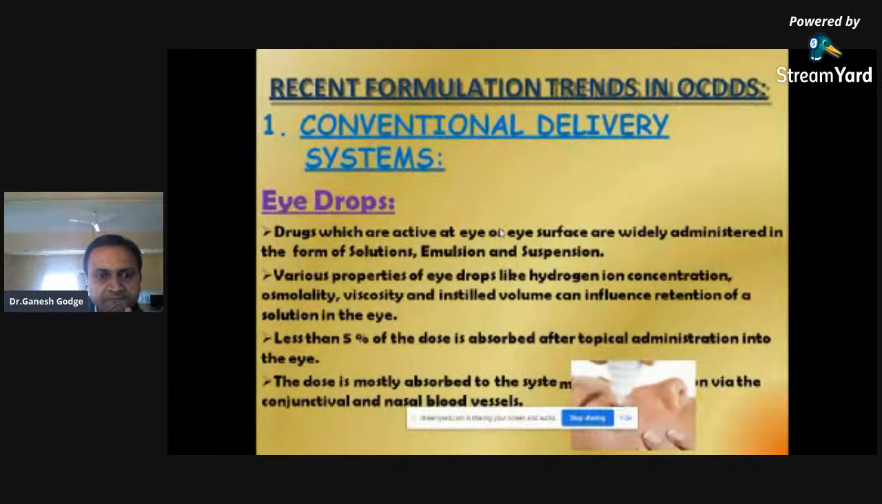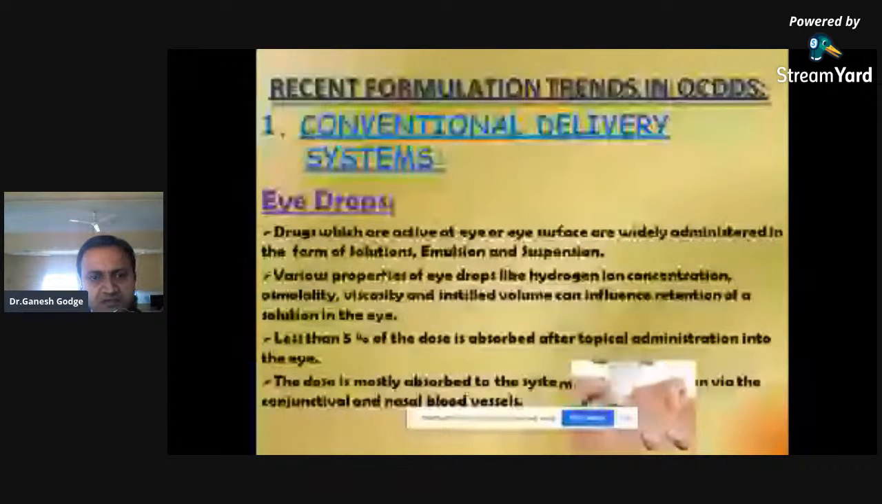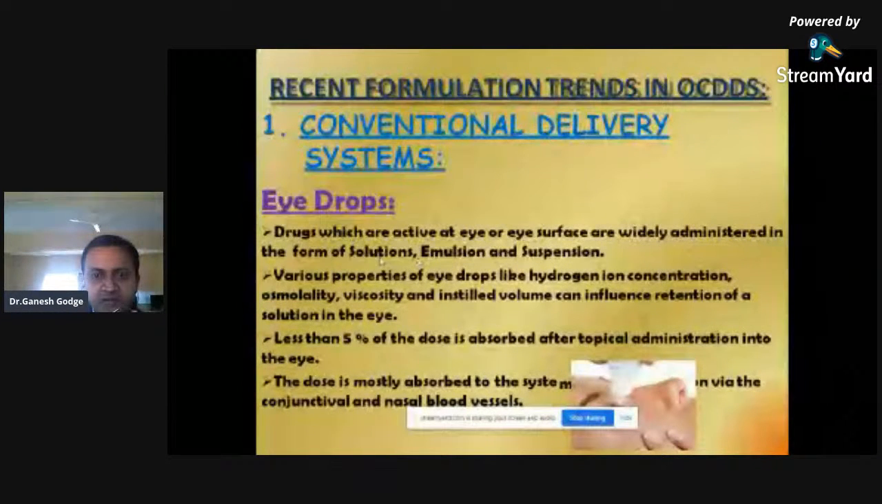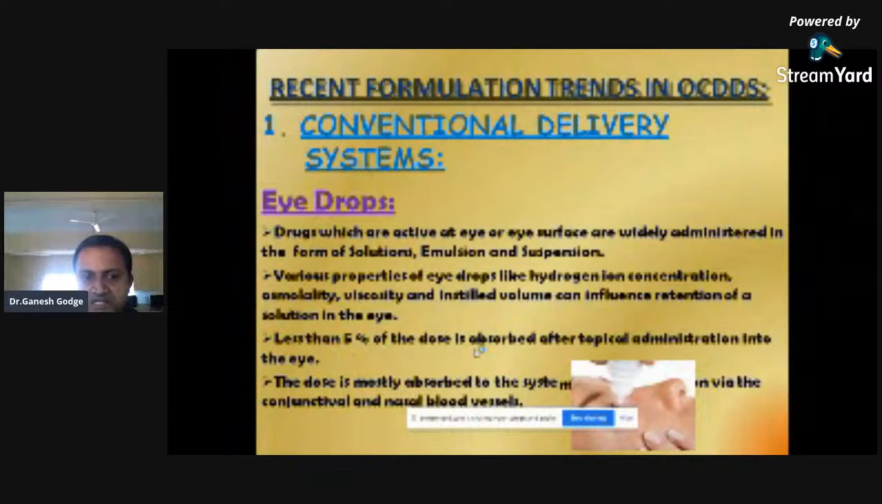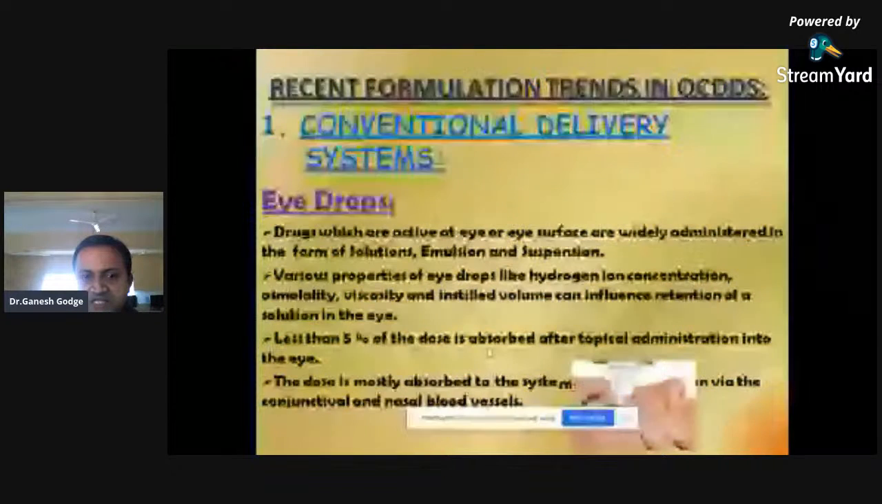In case of eye drops, drugs which are active at the eye or eye surface are widely administered in the form of solution, emulsion, and suspension. Various properties of eye drops like hydrogen ion concentration, osmolarity, viscosity, and instilled volume can influence retention of solution type eye drops. Less than 5% of the dose is absorbed after topical administration into the eye.